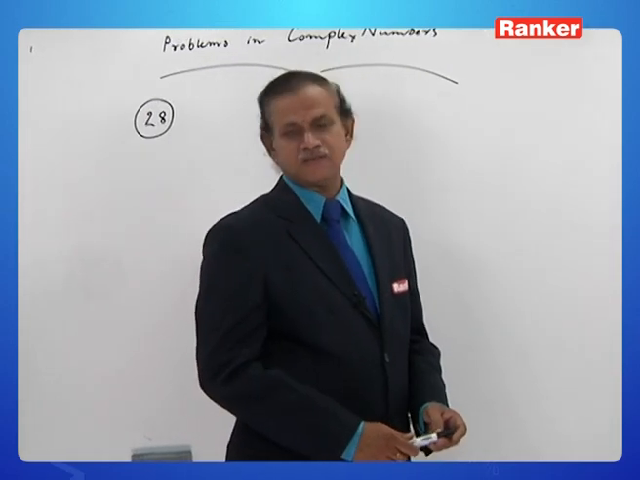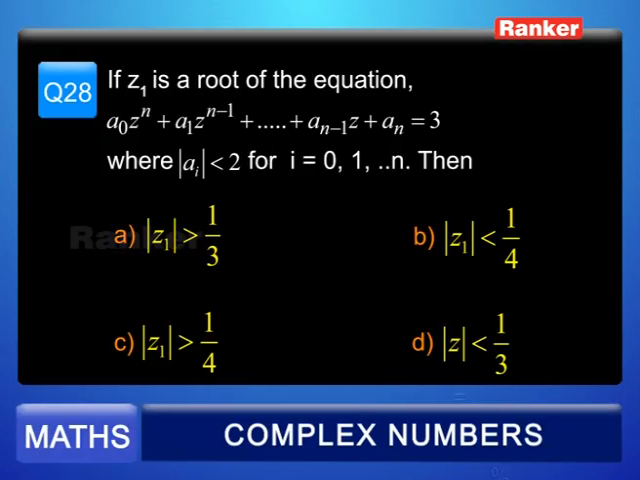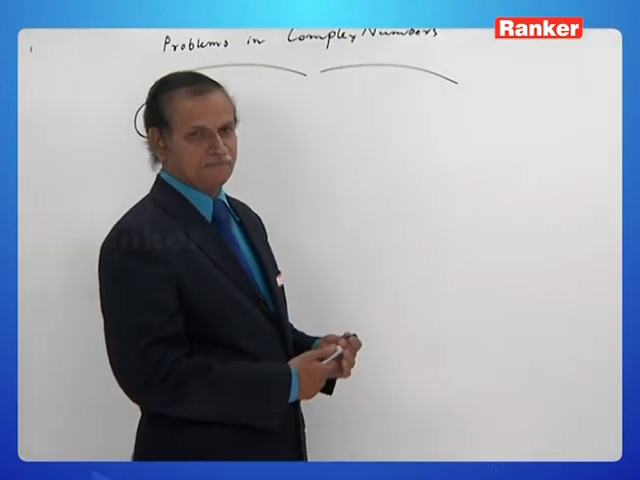For that, he has given us 4 options. In option A, |z1| is greater than 1/3. Second option, |z1| is less than 1/4. The third option, option C, is |z1| greater than 1/4. And the last one, option D, is |z| less than 1/3. Let us see what is going to happen.